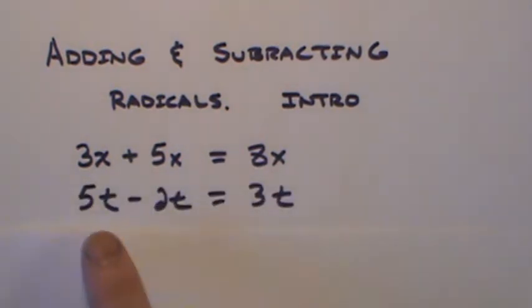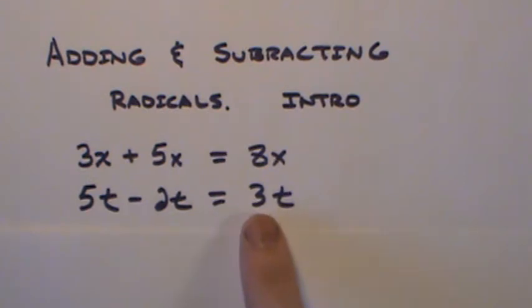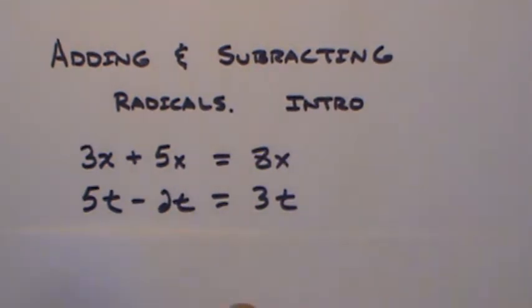Another example of this might be if you have 5 tiger, take away 2 tiger. Because the tigers are the same, when you have 5 tiger take away 2 tiger, you are left with 3 tiger. Your label does not change. In class you've heard me say often, when adding and subtracting, create no new animals. It would be the same case when you're dealing with radicals.